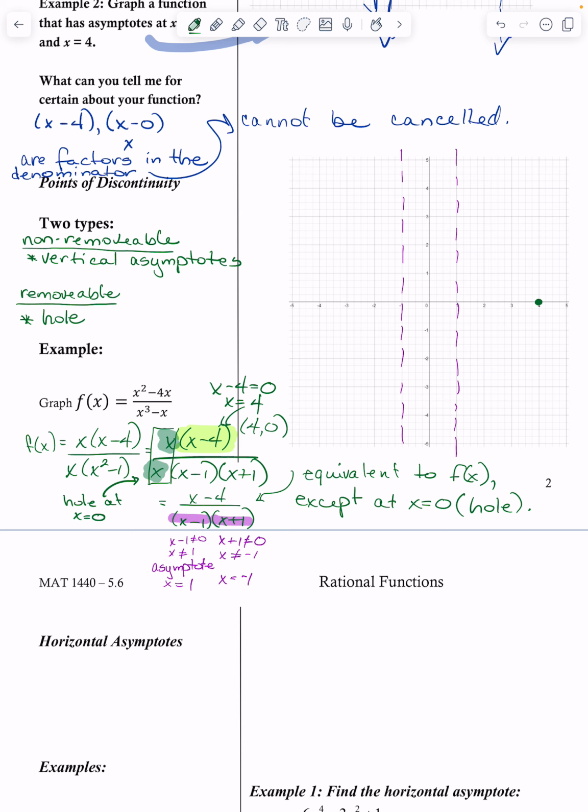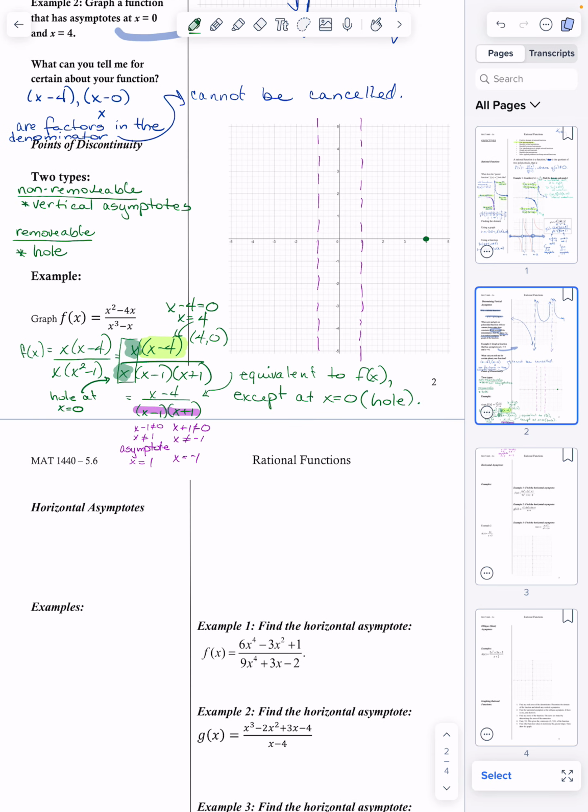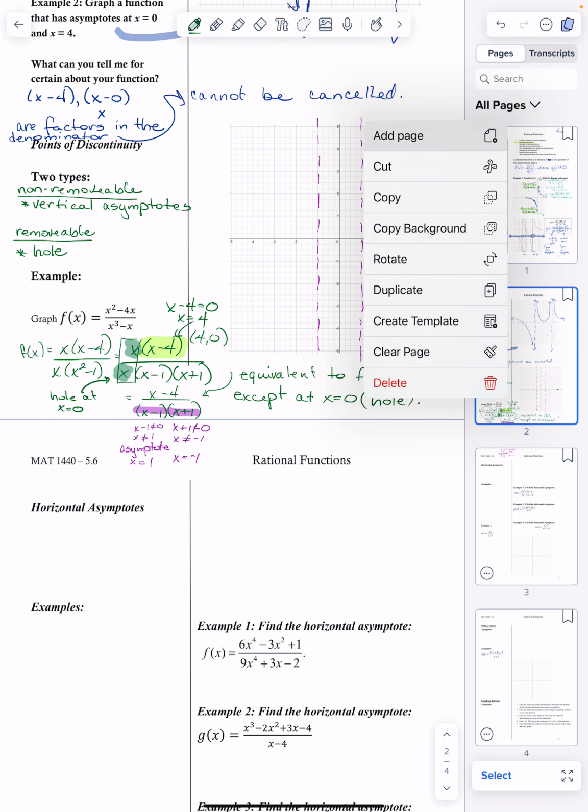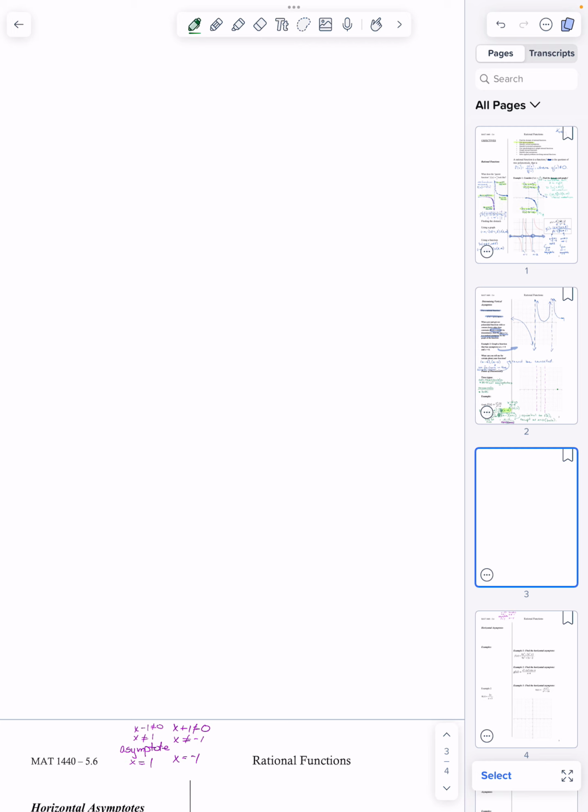So I got to figure out how this looks, and I definitely did not plan space well here. Let's see if I can add a page. Cool.